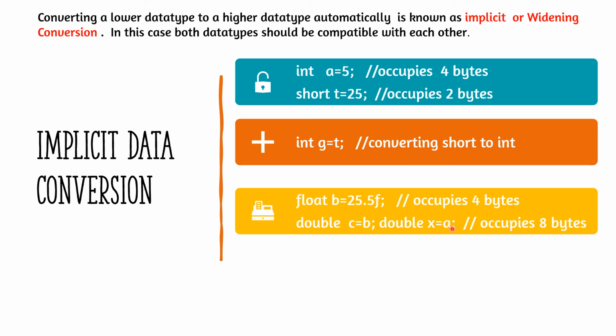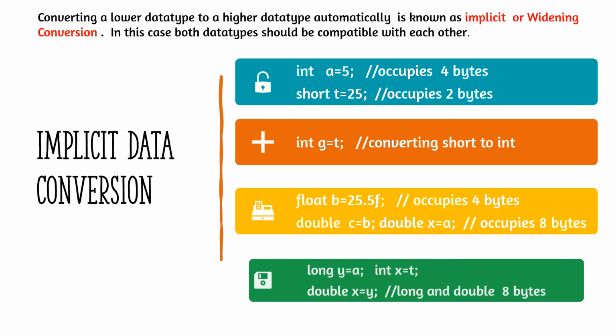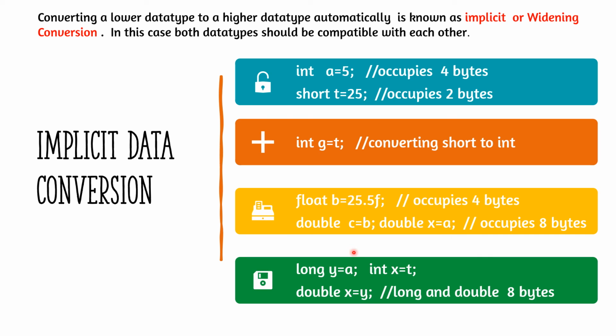The number is stored as 5.0. The next example, long y is equal to a. The int occupies 4 bytes, which we are storing, and long occupies 8 bytes. Int x is equal to t. This also we have declared here. The short can be declared as int.